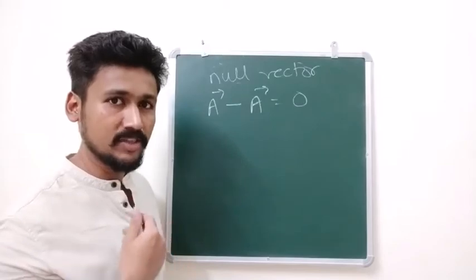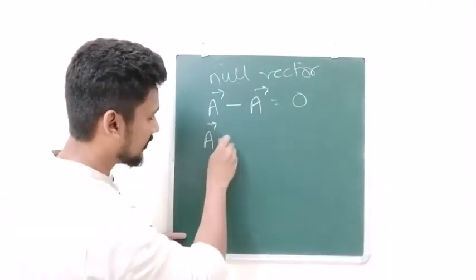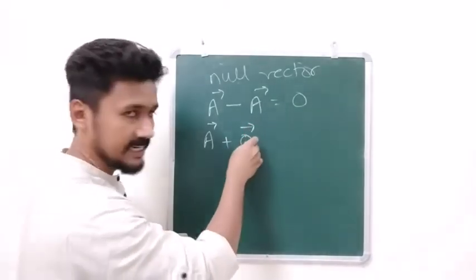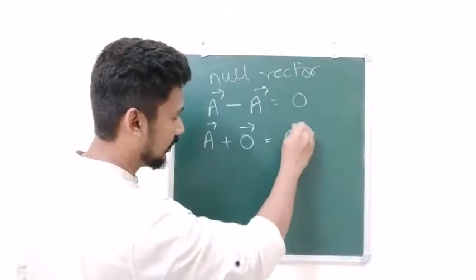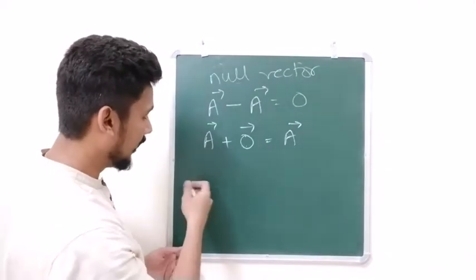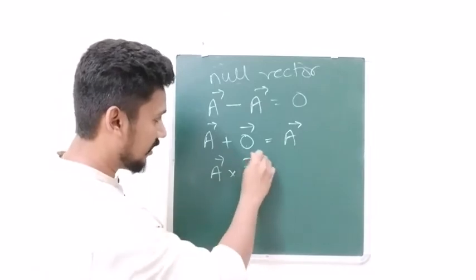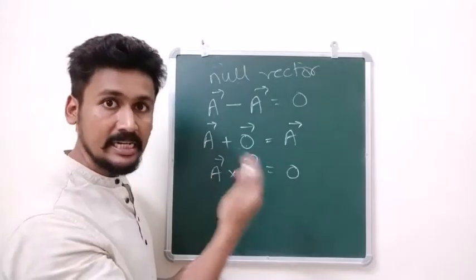And what are some of the properties of a null vector? If a null vector is added to any vector, the resultant vector would be the original vector. Another property, if you multiply any vector by the null vector, the answer will be a null vector.